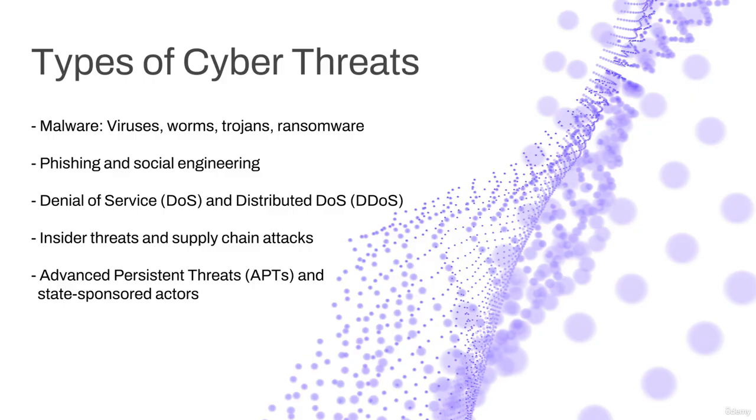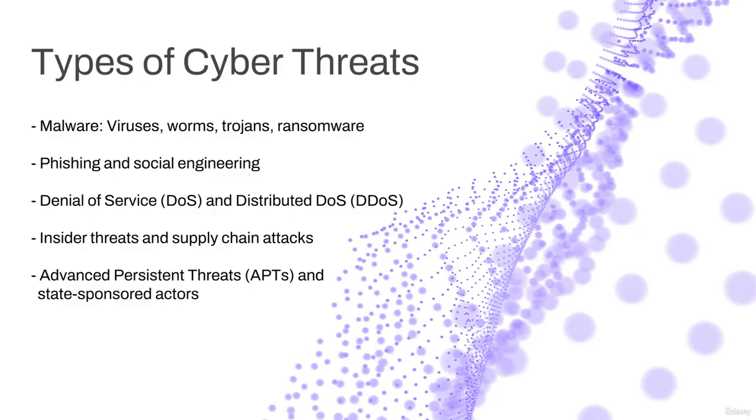Malware includes viruses that replicate and infect systems, worms that spread across networks without user interaction, Trojans that disguise themselves as legitimate programs but execute harmful actions, and ransomware, which locks users out of their files or systems until a ransom is paid. Malware can enter a system through malicious downloads, email attachments, infected USB drives, or unpatched software vulnerabilities.